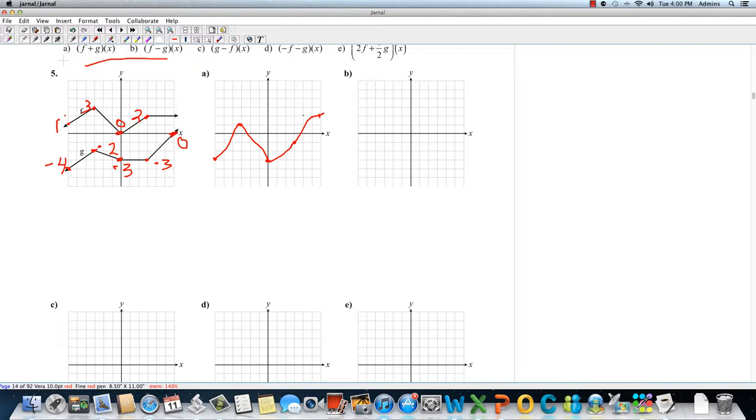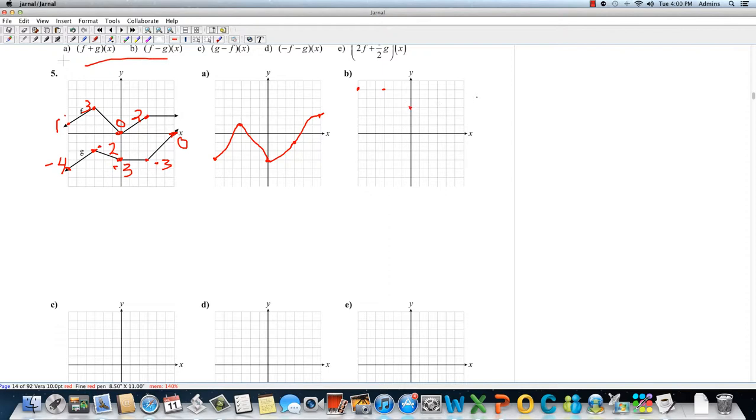Graph B is asking us to take values of f minus values of g. So we're going to subtract negative 4 from 1, and we're going to get 5. So our new point is going to be right up here. Our next point is 3 subtracted by negative 2, so the point again is going to be at y 5. Our next point is going to be 0 minus negative 3, so that's going to be a positive 3.